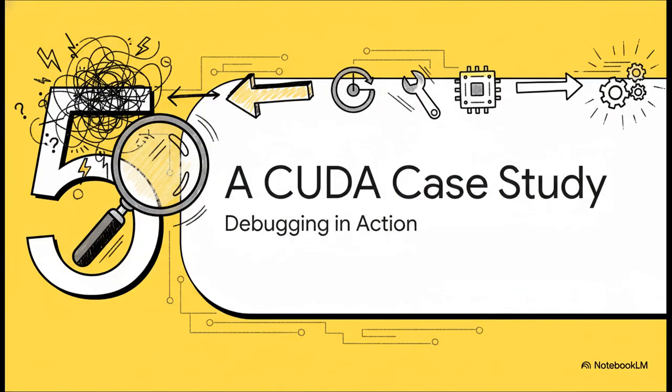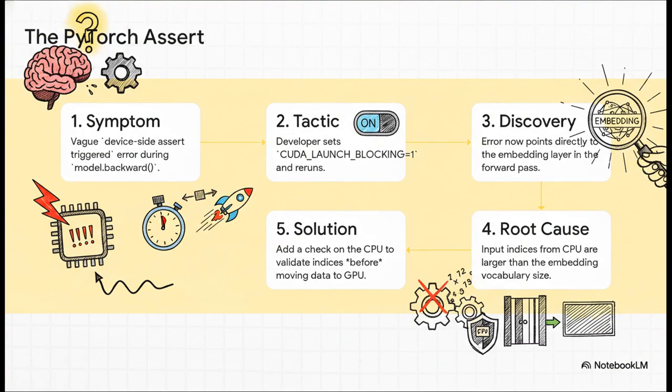Okay, so theory is great, but let's put it all together. We're going to walk through a super common real-world scenario to see how these tools can turn a confusing nightmare bug into a simple, straightforward fix. So imagine this. You're training a machine learning model in PyTorch, and you get this super vague device-side assert triggered error. It's pointing at your model.backward step, but that just doesn't feel right. So what's your first move? You set CUDA_LAUNCH_BLOCKING=1 and run it again.